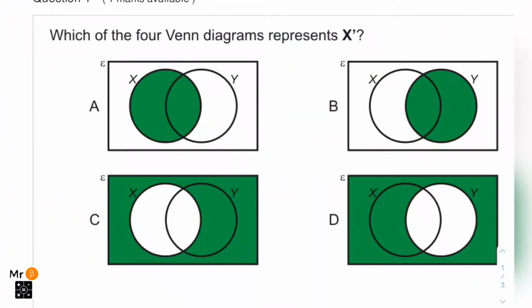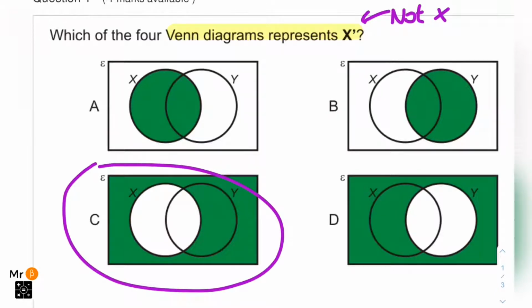So in today's video we're going to have a look at the notation used in Venn diagrams. So it wants us to identify which Venn diagram represents this X with the dash. That means not in X. So we're having a look for the one which does not include the X circle, which in this case is going to be our answer C. That's our first bit of notation that you have to learn.